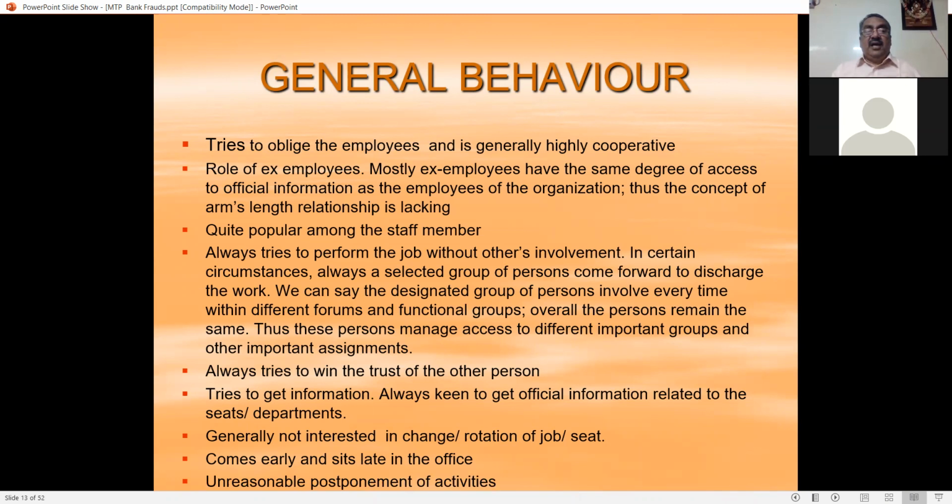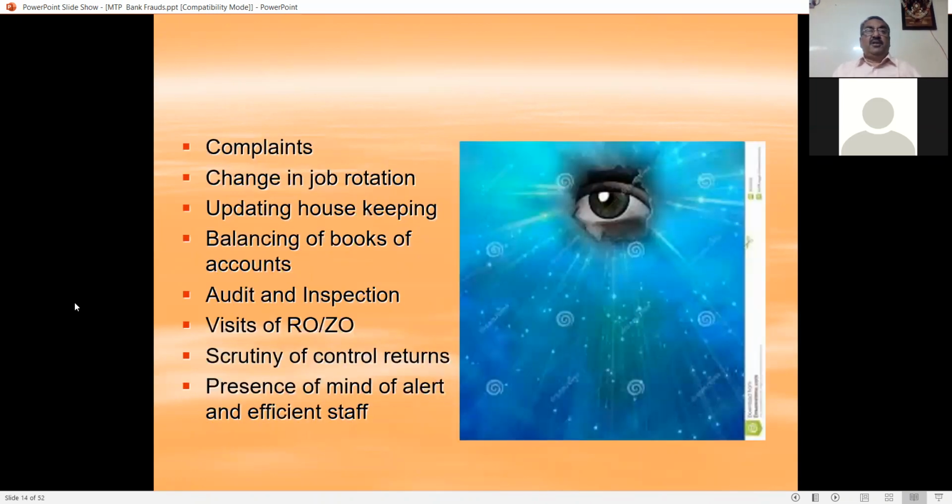Next one is unreasonable postponement of activities. Whenever you ask him to do anything, he postpones it, saying, sir, we will do it later, because he has committed some mistake. So these are the general behaviors that a fraudulent person shows.